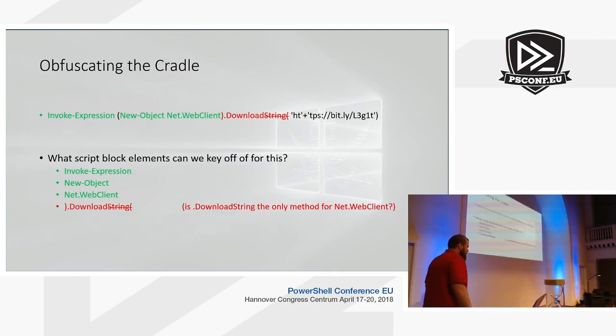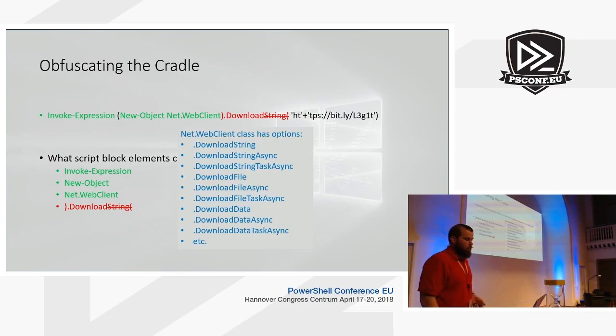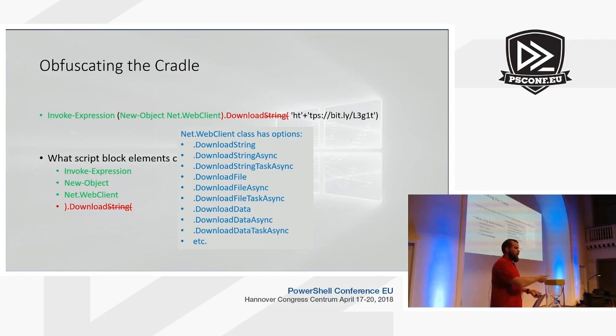Download string. Download string is the most common method that we see attackers using for this class, but it's not the only one. Download string, download file, download data. We've seen all of these used maliciously. So maybe we should just cut our detection short and say .download to kind of cover all these bases.